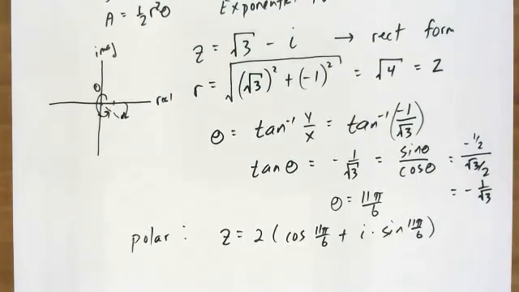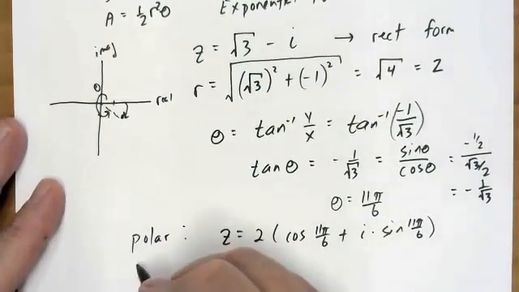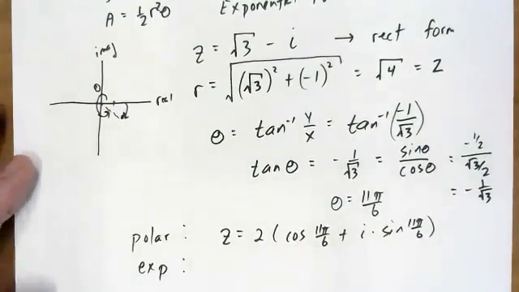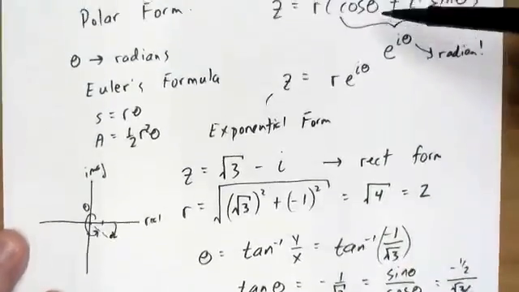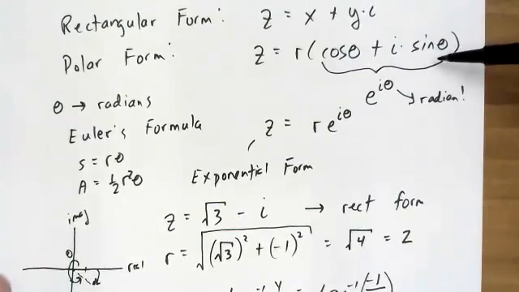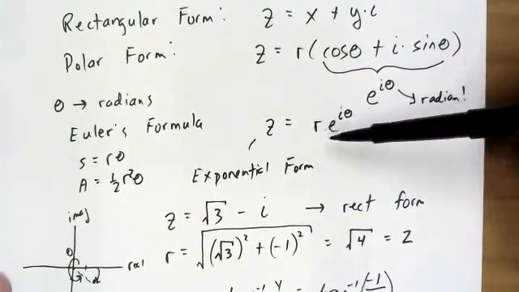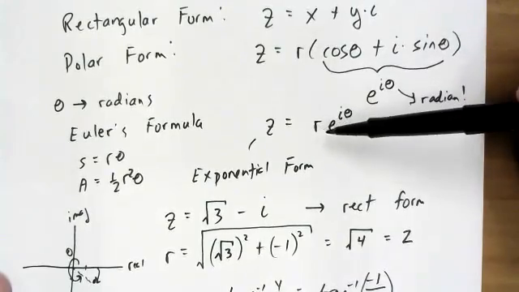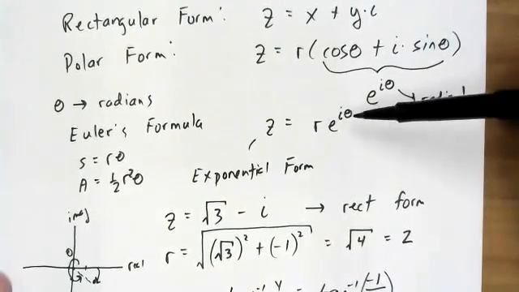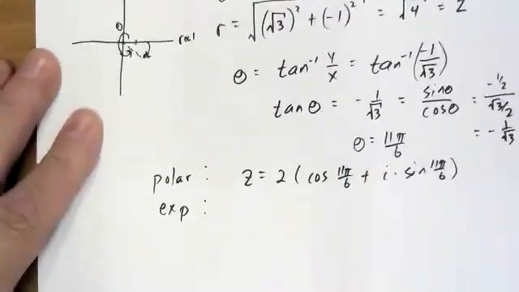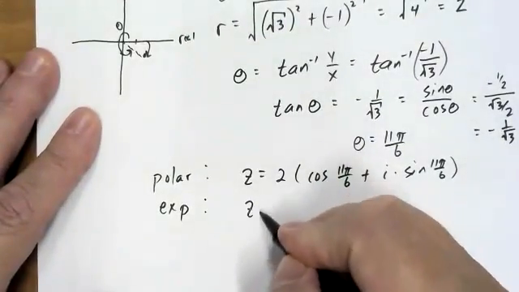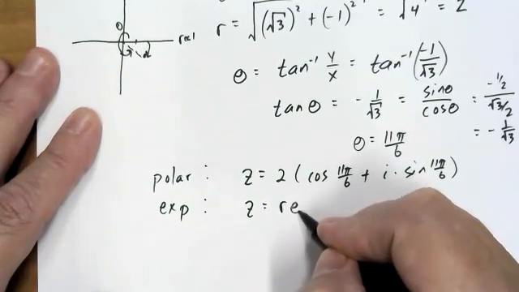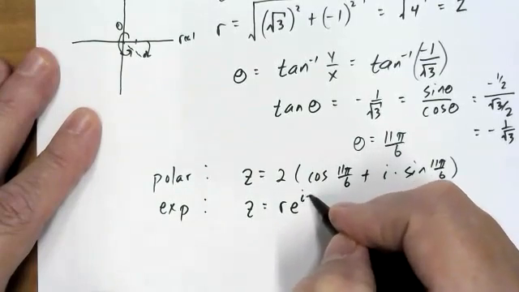And once you have your polar equation, the exponential equation is very simple, right? So just to review, here's the polar equation. The exponential, start with the r again, and then you have e to the i theta. Since this is new, I'll write it again down here just to make clear what we're doing.